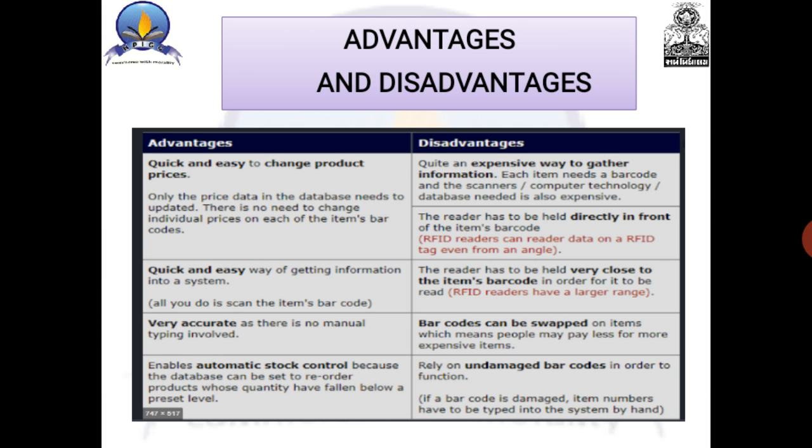The disadvantage of this is that it is quite an expensive way to gather information. Each item needs a barcode, and the scanner, computer technology, and database needed are also expensive. The reader has to be held directly in front of the item's barcode, very close to it, in order for it to be read. Barcodes can be swapped on items, which means people may pay less for more expensive items.